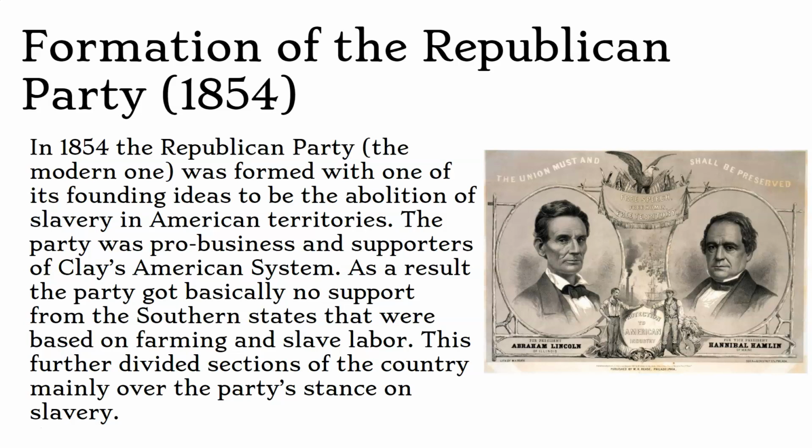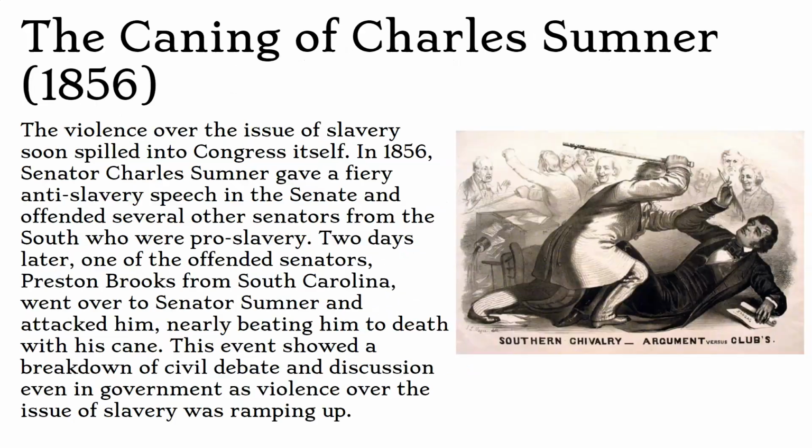The party was pro-business and supporters of Clay's American system, if you remember that, all that stuff about trade, tariffs, and improving transportation. As a result, the party basically got no support from southern states that were based on farming and slave labor. This further divided sections of the country mainly over the party's stance on slavery. So this is kind of early evidence of what we call sectionalism, where one section of the country has its interests and is more loyal to itself. The South, as a section of the country, has no interest in the Republican Party at this point.